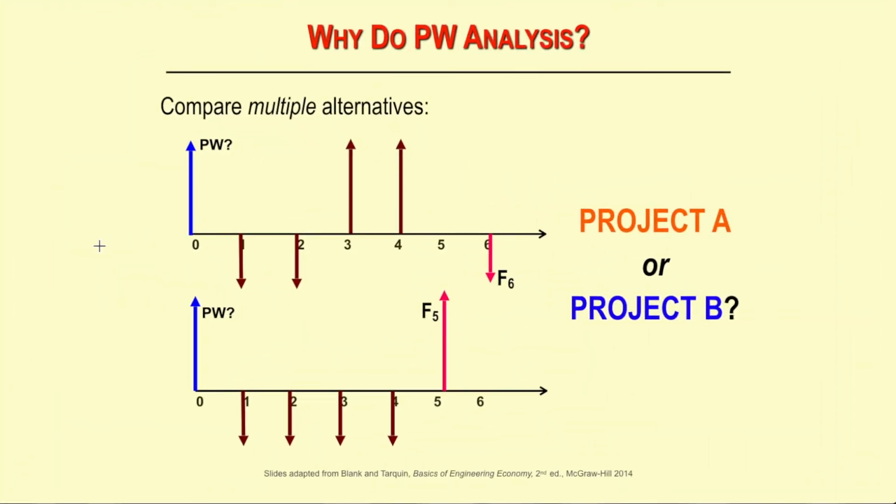Present worth analysis is also used to compare multiple alternatives. In this example, you have two different projects with two different cash flows. By applying present worth analysis, the cash flows for each alternative are converted into its present worth value, which then becomes the basis for comparison.